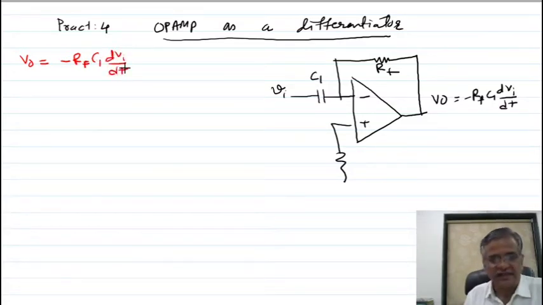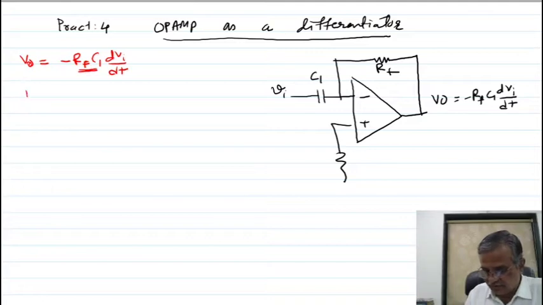This equation itself tells you the output is proportional to the rate of change of the input voltage with time, or you can say the output is proportional to the time derivative of the input signal. Output is a differentiation of the input signal. Here, this is the time constant of the circuit.